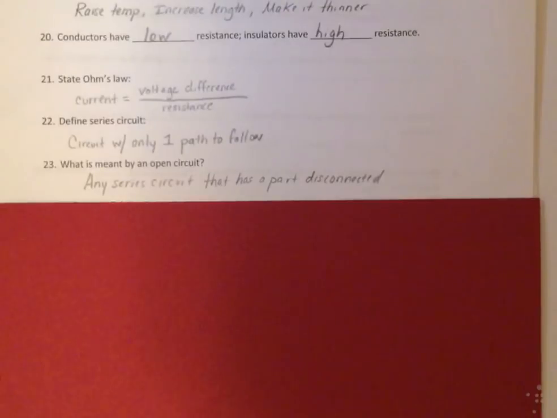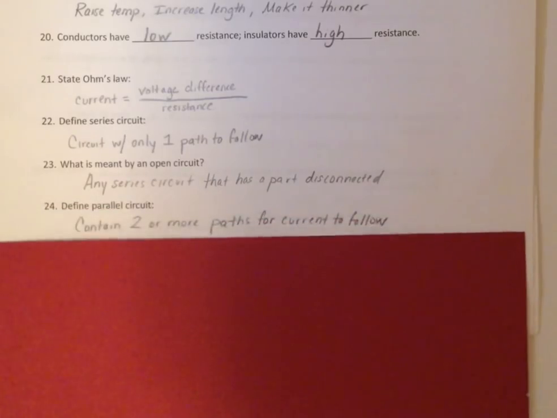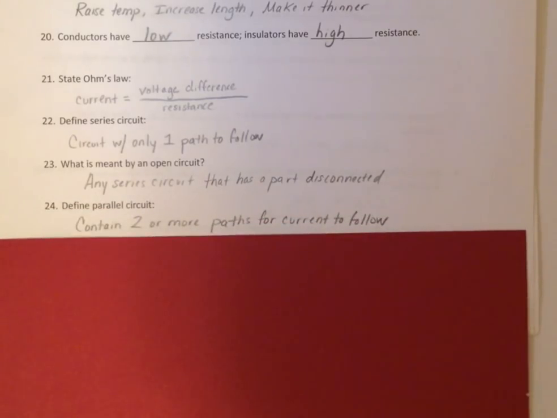Okay. And then defining a parallel circuit. The difference between it and a series circuit is that the current has two or more paths to follow. So if we disconnect one piece of them, they are still able to operate.